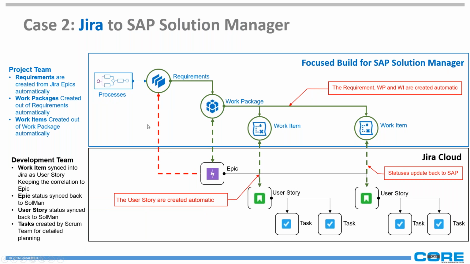The second use case is that Jira can also create work items, work packages, and requirements directly in SAP Solution Manager. In this case, once you create epics and user stories, we can say that we need to create a work package, a work item, and a requirement, and then based on this epic and the user stories underneath it, it will automatically create a work package, work item, and a requirement directly within SAP Solution Manager. So that is the integration that we have, and we'll show you a little bit more in the demo where it'll be a little bit more clear exactly how this works.